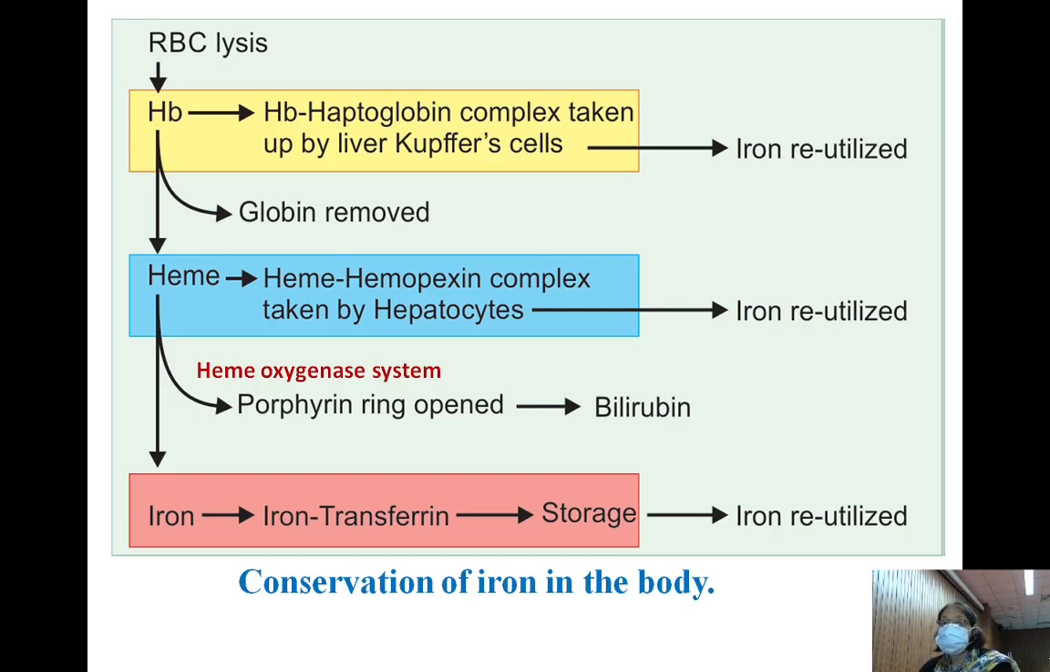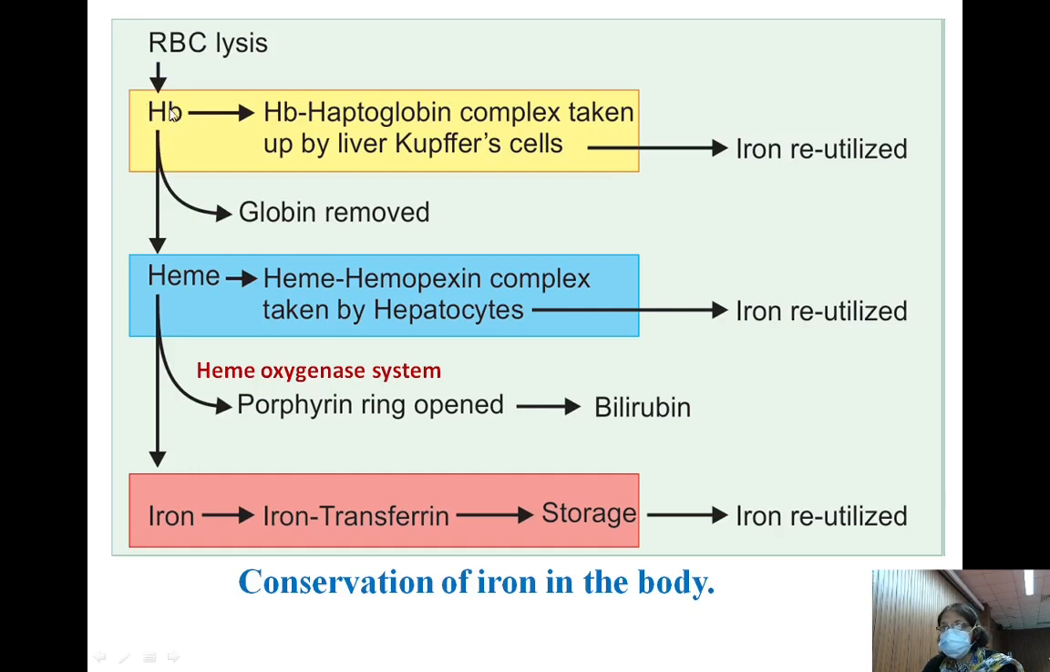As hemolysis occurs, there is lysis of the RBC and hemoglobin is released. The hemoglobin haptoglobin complex is taken up by the liver Kupffer cells. Iron is released and reutilized. Then globin is also removed, and only heme remains. Then heme is released from hemoglobin, so there will be two chances.